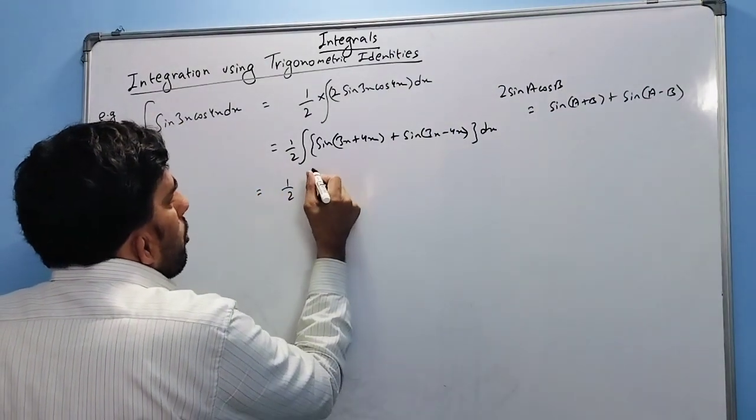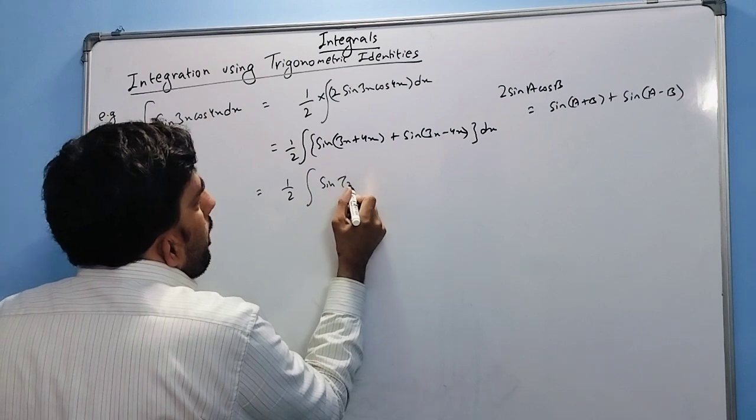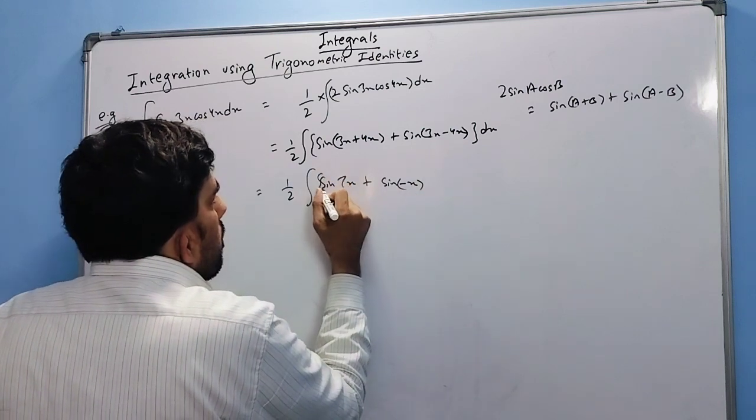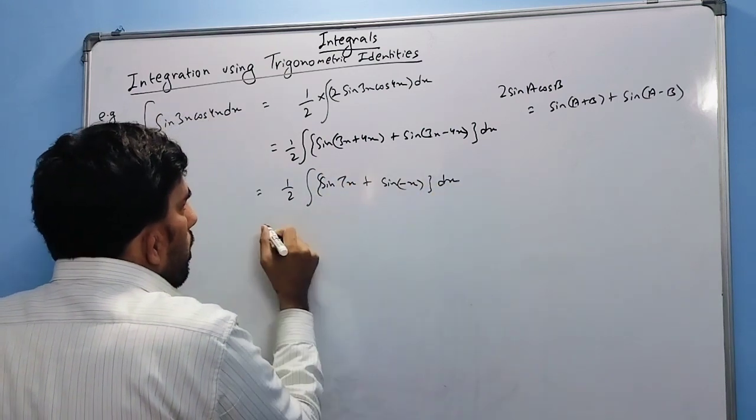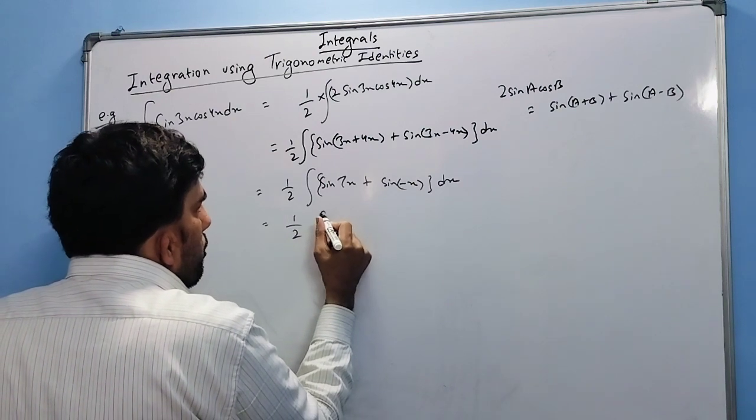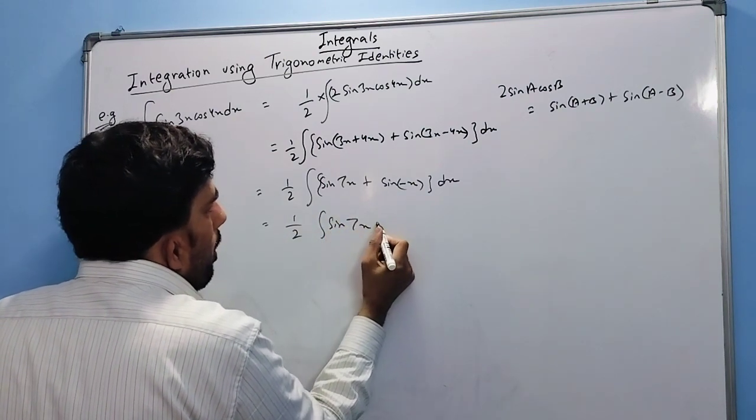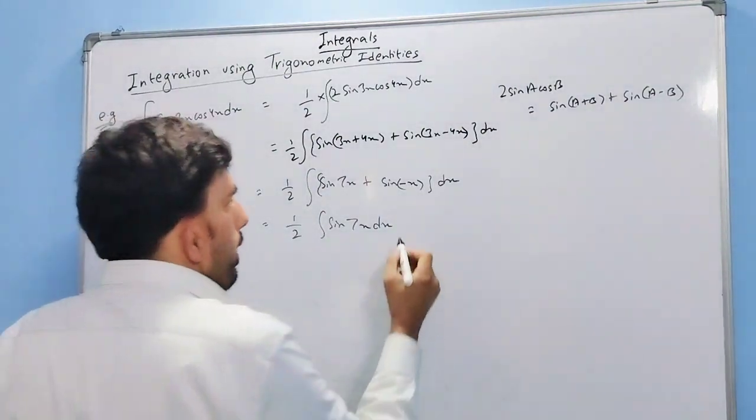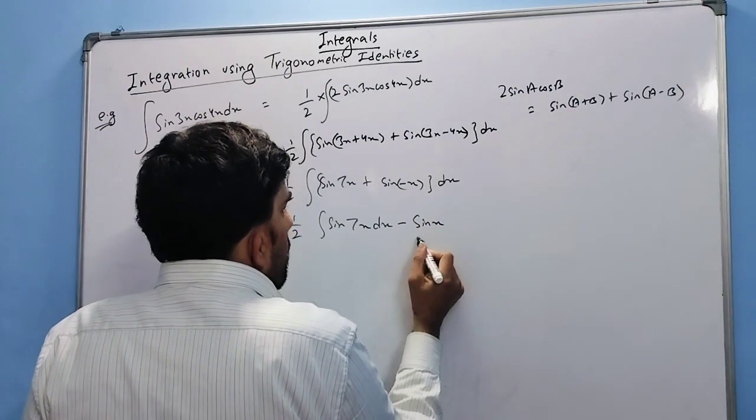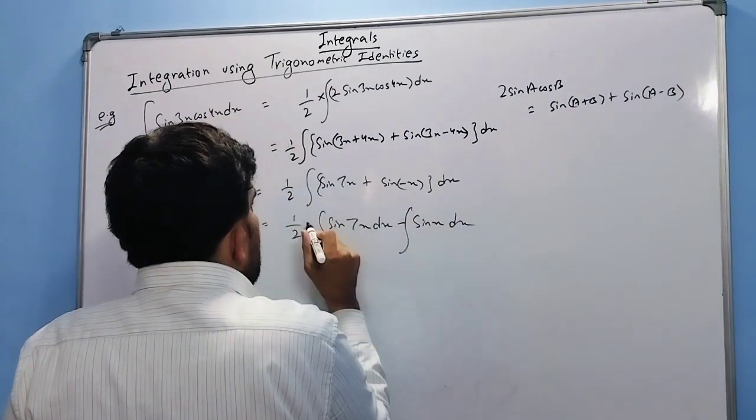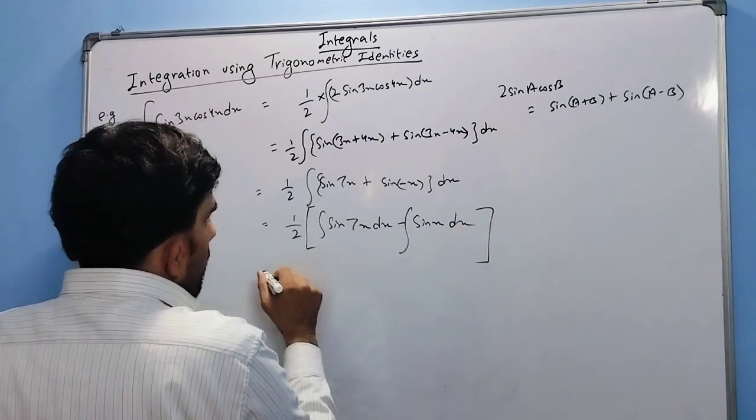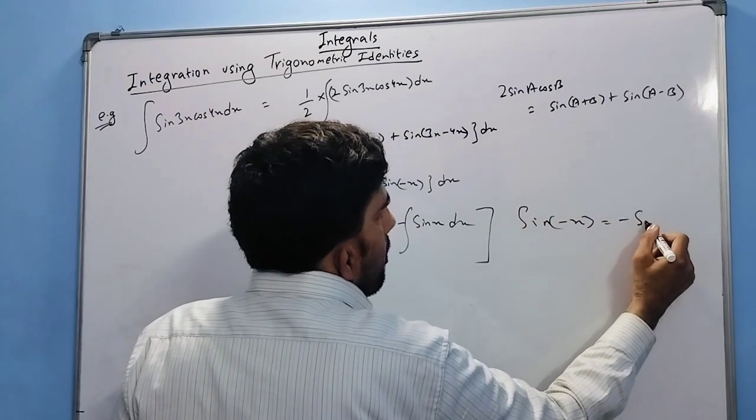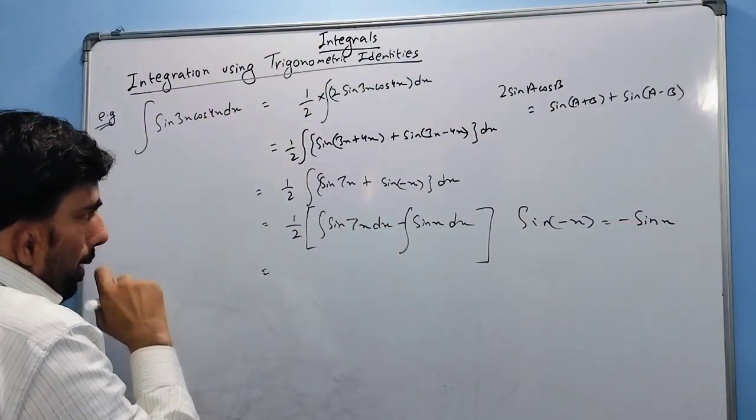Now what will happen? Now we have sin 7x plus sin minus x. So now I have this. Okay, so now we can separate it, sin 7x dx. Now we all know sin minus x is equal to minus sin x. Okay, so now we can easily integrate. What I have said here, sin minus x is equal to minus sin x. Okay, so now we can do it easily.